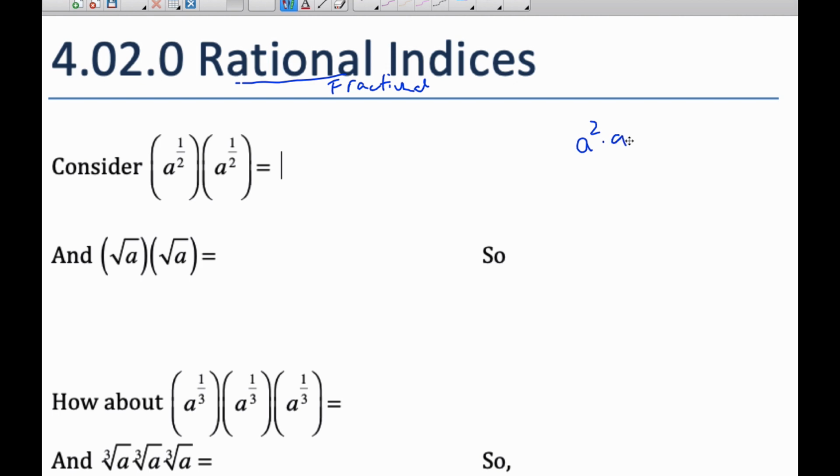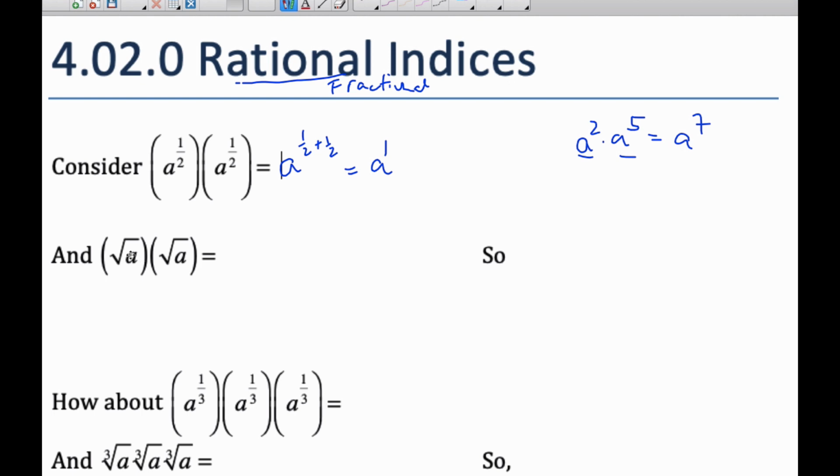If we consider this, we know that if I have a to the power 2 times a to the power 5, that gives me a to the power 7. I add exponents when I multiply two things with the same base. So when I have this scenario, I'm going to multiply a to the half times a to the half. Well, again, that's going to be a to the 1/2 plus 1/2, which is just a to the power 1.